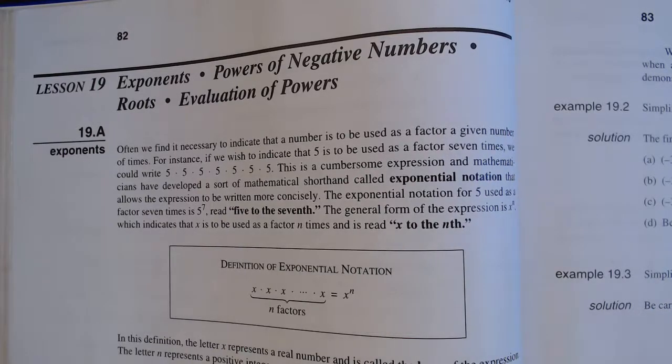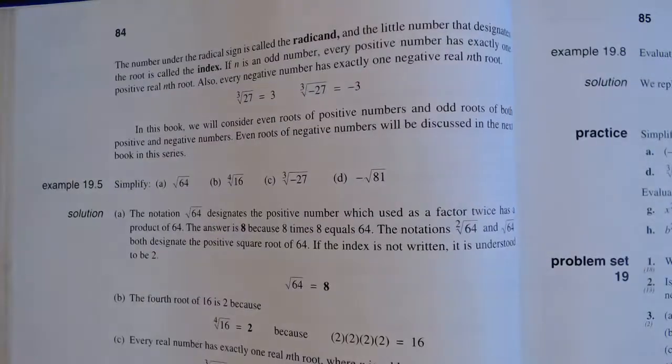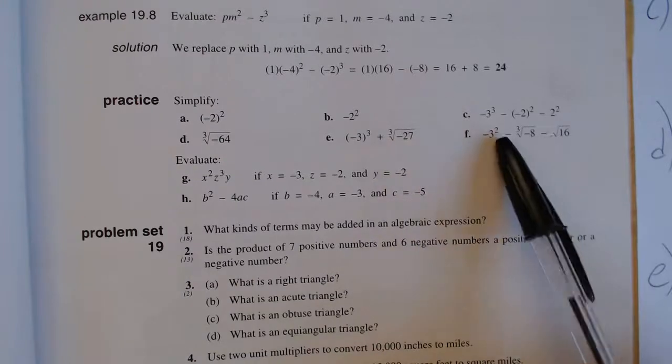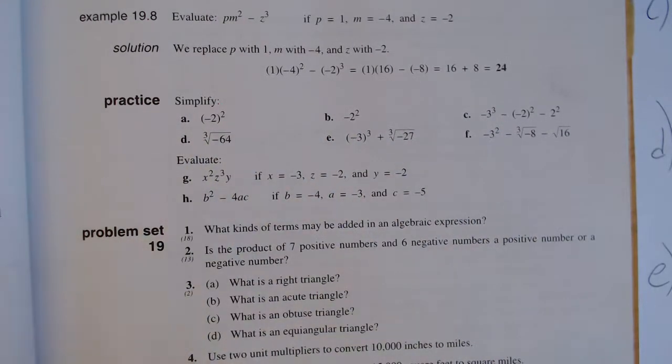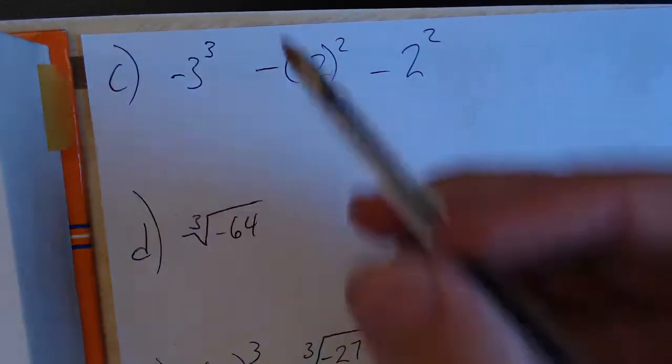Algebra 1, Lesson 19. Exponents, powers of negative numbers, roots, evaluation of powers. Alright. We're going to focus on the exponents, the roots, and then the evaluation of powers. So in our practice, they've got a lot of problems. We're just going to do C, D, E, and G. So, starting with C, evaluation of powers.